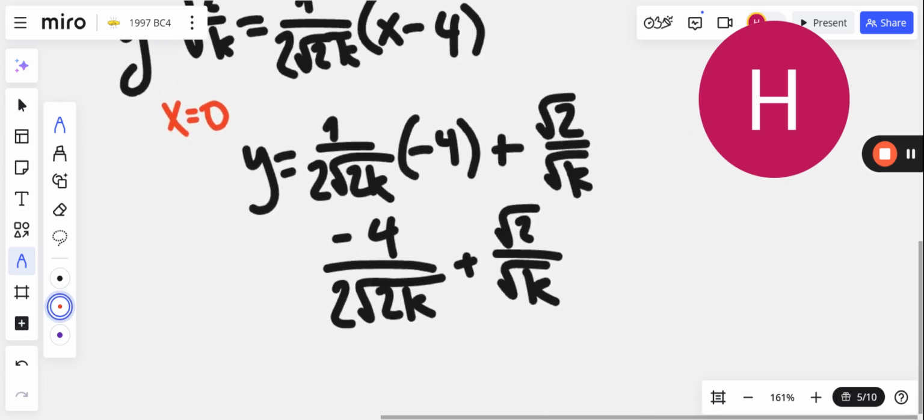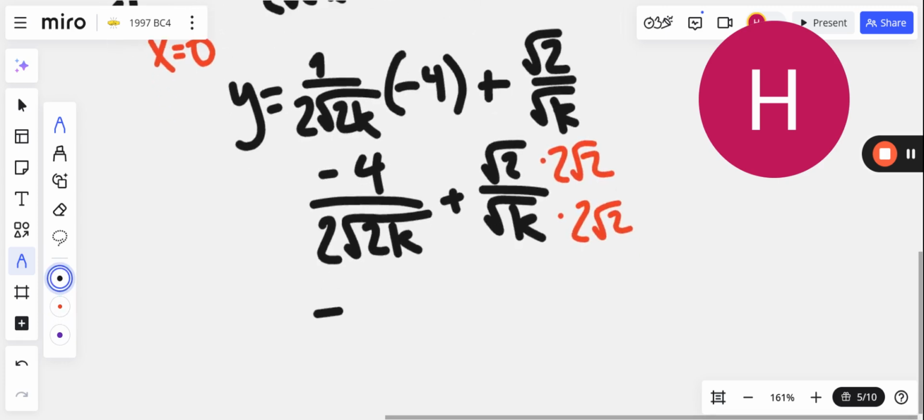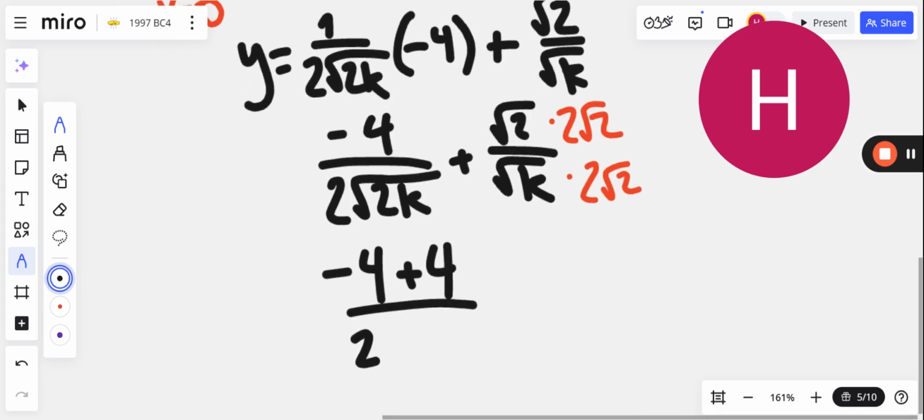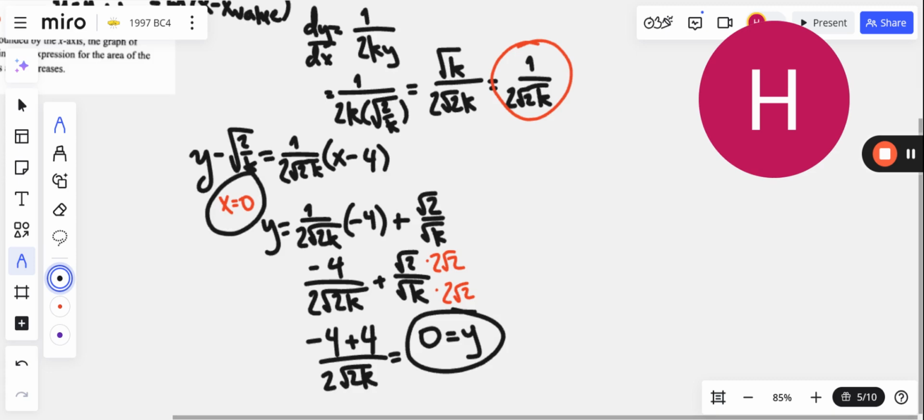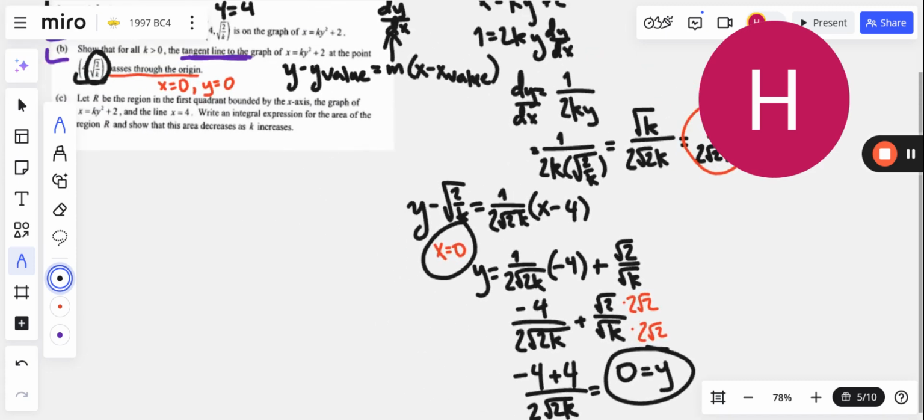So what I can do is make these the same denominator by multiplying the top and bottom by 2 square root 2. And if I do that, I get negative 4 plus root 2 times root 2 makes 2, and then times the other 2. So that's going to be 4 over 2 square root of 2k, which, look at that. That equals 0, as long as k is not 0. And so our y value is 0 when x equals 0. That means the origin does pass through.